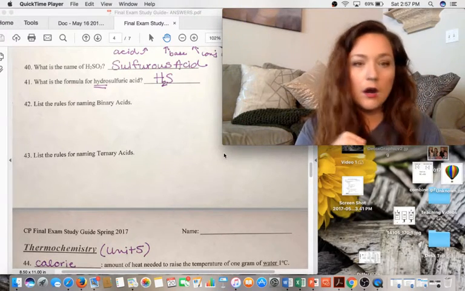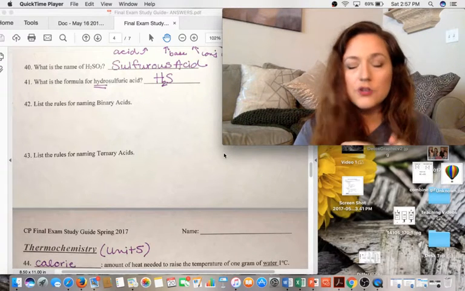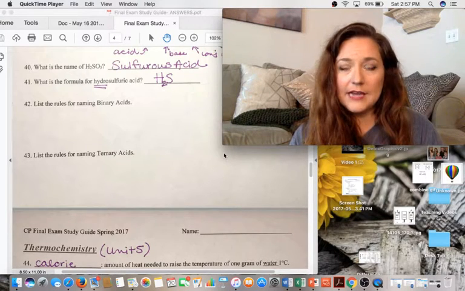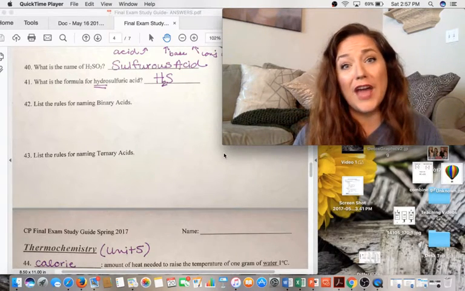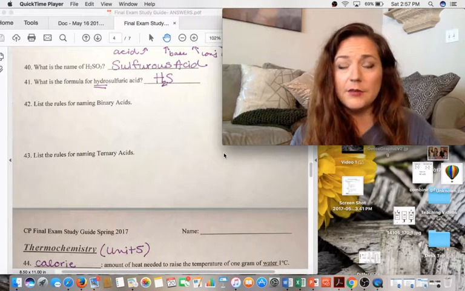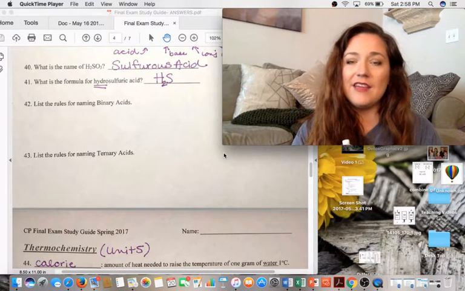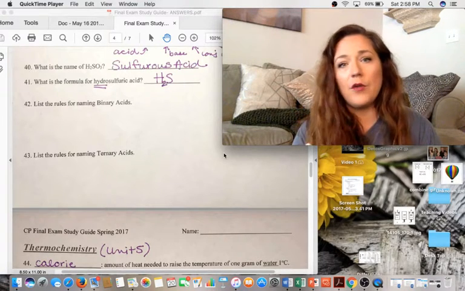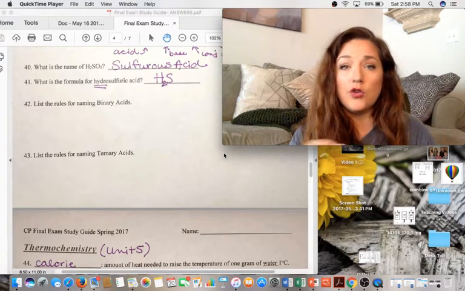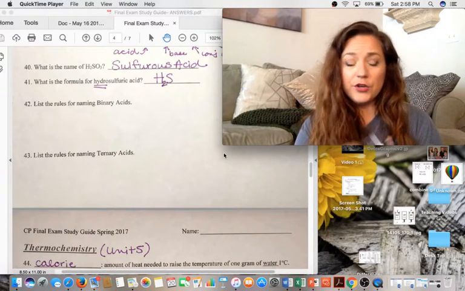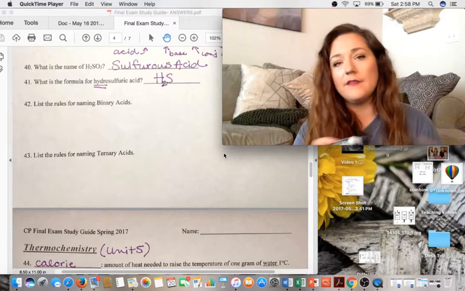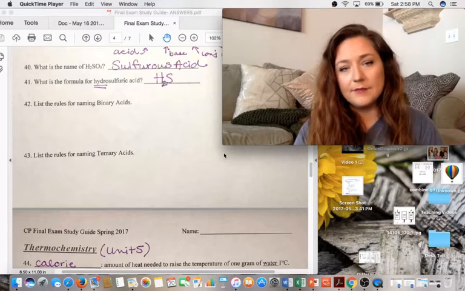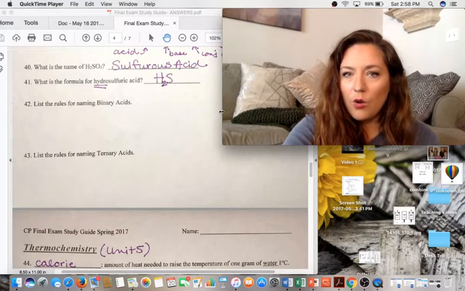Those are ternary acids. I call them polyatomic acids in my class because it helps you guys remember to look at the polyatomics on the back of the periodic table. So remember that anytime you have an ATE, it ends with IC. And when you have an ITE, it ends with OUS. And sulfur and phosphorus are the only two that you have to add the UR back to make it phosphorous acid.